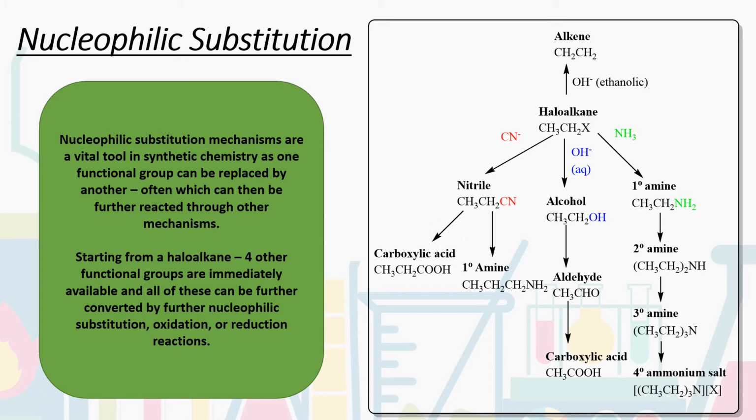Our alcohol can be oxidized if we've got a primary alcohol up to an aldehyde or carboxylic acid. If it's a secondary alcohol, to a ketone. And our primary amine that we form actually is also a nucleophile, so if we don't control the stoichiometry correctly or we don't have excess ammonia, this can carry on reacting with haloalkane and produce a secondary, a tertiary amine, and also a quaternary ammonium salt. And so these functional groups can be converted further by other nucleophilic substitutions, oxidation or reduction reactions. So they're very synthetically useful.